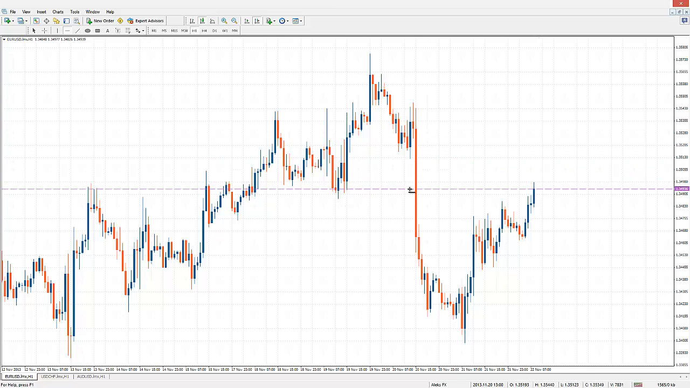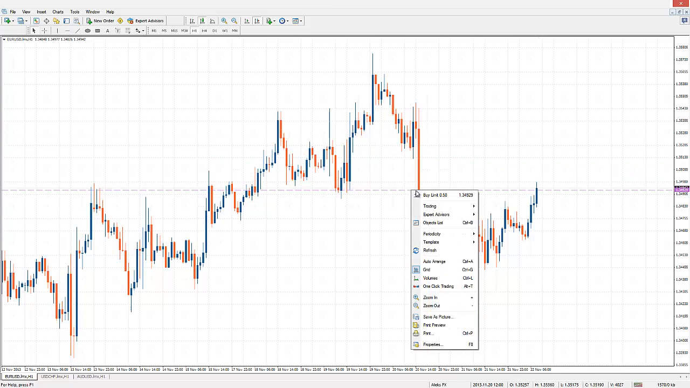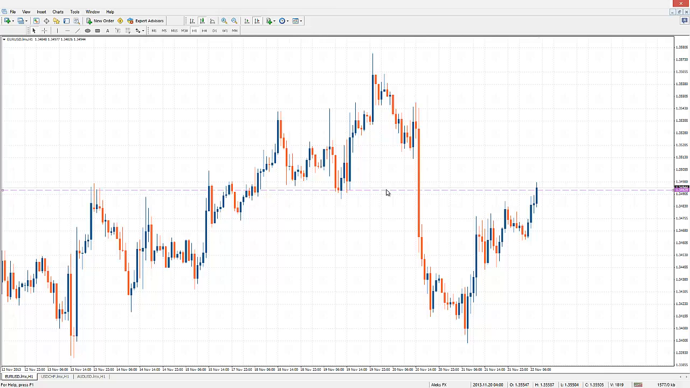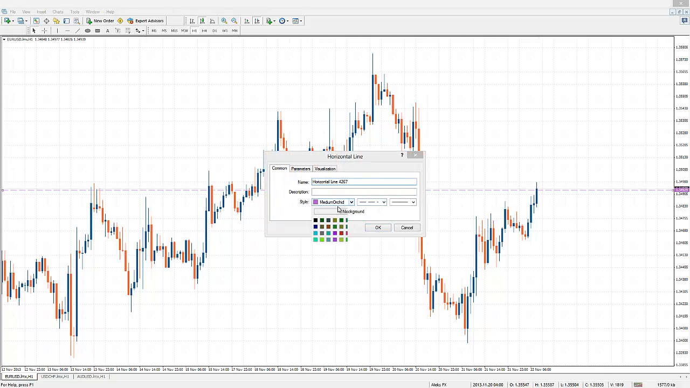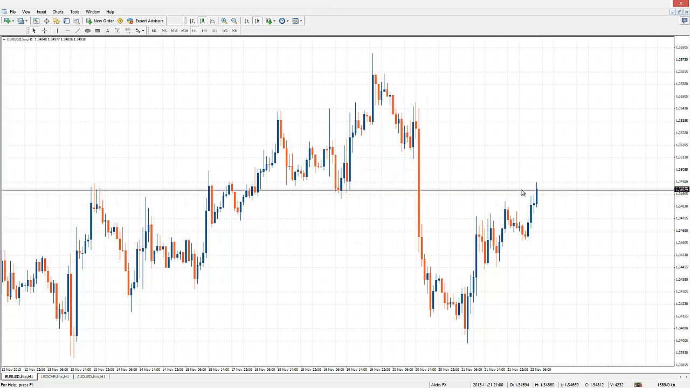We've come up to a key level of resistance right over here. I'll just change this color here, but you can see we've had price use it as good support and resistance in the past. There you go.